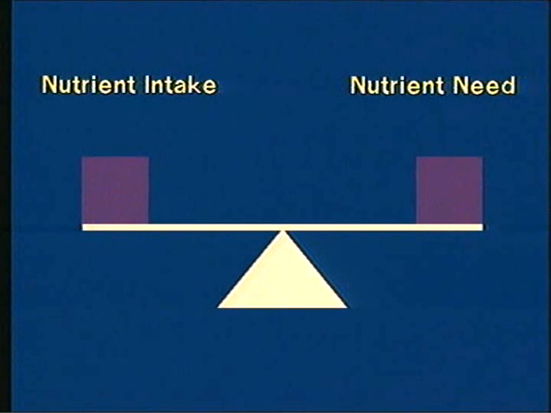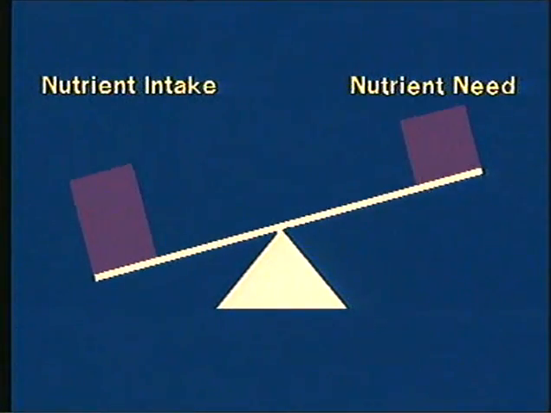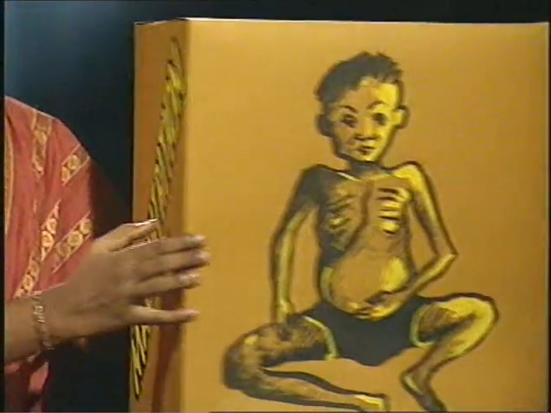This visual shows you the state of balance in the body when nutrient intake matches nutrient need. When nutrient intake is too low or too high, this state of balance is upset. In this program, we will concentrate only on the problems caused by low intake of nutrients, or in other words, the nutritional deficiency disorders. This is the typical face of undernutrition.